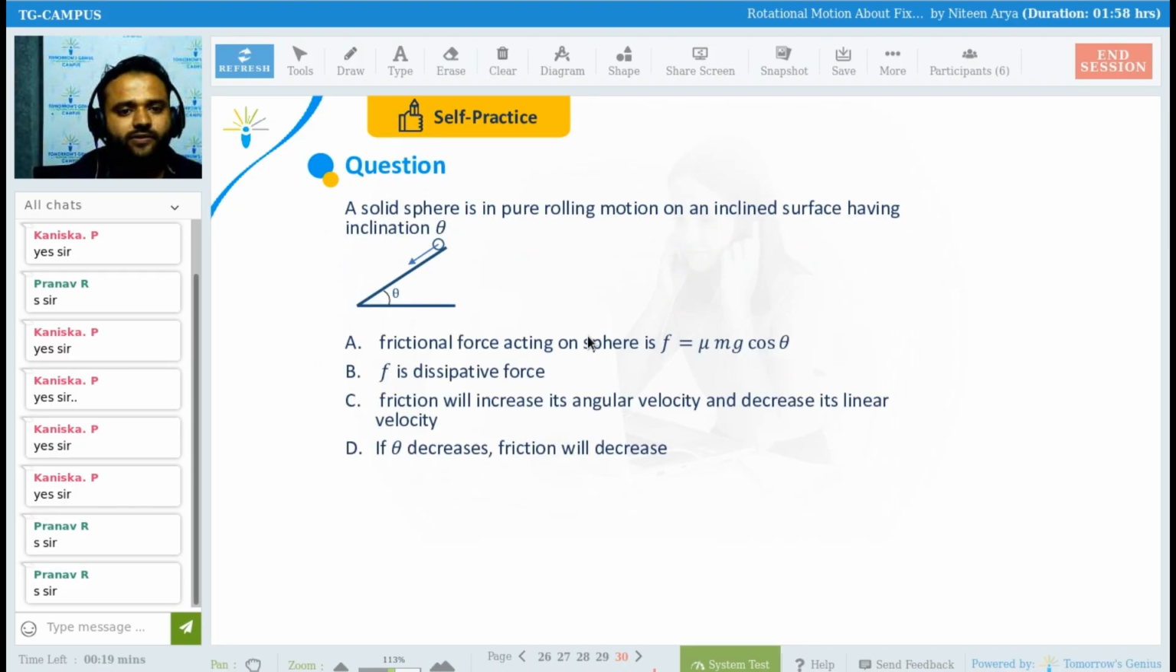Okay. Next one. A solid sphere is in pure rolling motion on an inclined surface having inclination theta. What is the perfect answer? I mean, which particular option is correct? Frictional force acting on a sphere is F equals mu mg cos theta. F is a dissipative force. Friction will increase its angular velocity and decrease its linear velocity. If theta decreases, friction will increase. Which one is the correct? Just a minute ago, I gave you this.